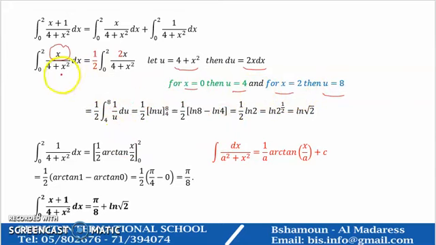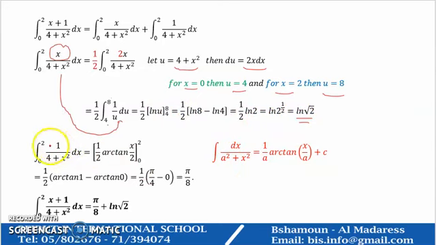So the answer of this integral becomes 1 over u du, which gives us ln of u, of course ln of the absolute value of u, but I notice here u is between 4 and 8. There is no need for the absolute value. The final answer here is ln of radical 2.